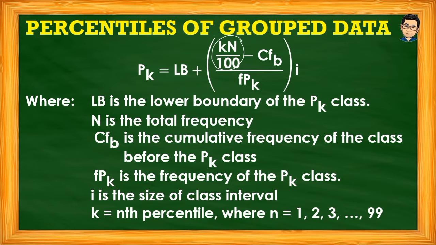And then, K is equal to nth percentile. Since dito, percentile ang pinag-uusapan natin, yung value ng n natin ay 99. So, 1 to 99. Okay, from 1 to 99. Ayan, 1, 2, 3, up to 99. Dinidivide kasi niya yung ating distribution into 100 equal parts.